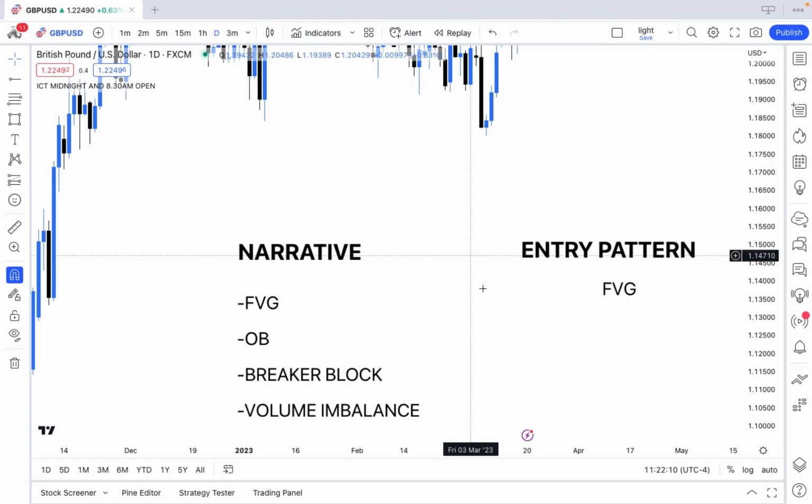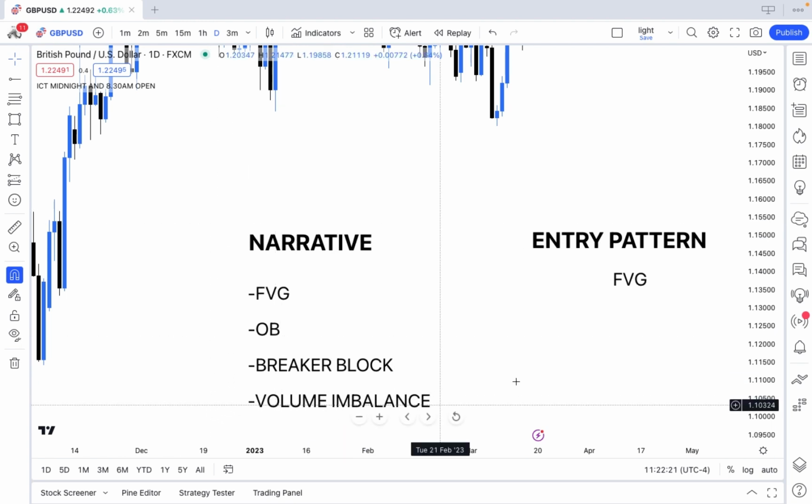Entry pattern is pretty simple. I learned it from the ICT Mentorship 2022, I think episodes 2 and 3. It highlights what the entry pattern is, but that's not the issue. Narrative, it's where it gets slightly more complicated.